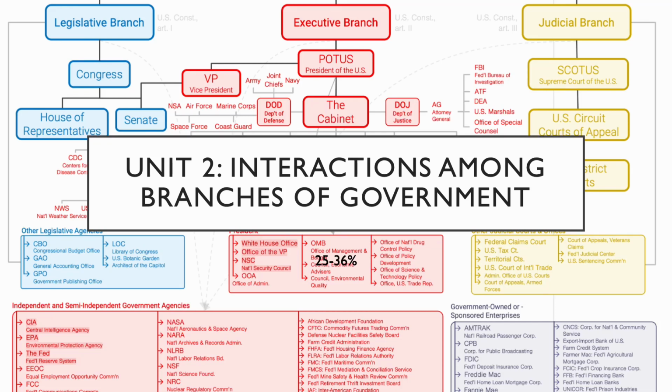Alright, so in this video I'm going to talk about Unit 2 for the AP exam. This is interactions among the branches of government. This is really looking at the structure, powers, and behavior of the three main branches of the federal government and how they each affect the policy-making cycle.